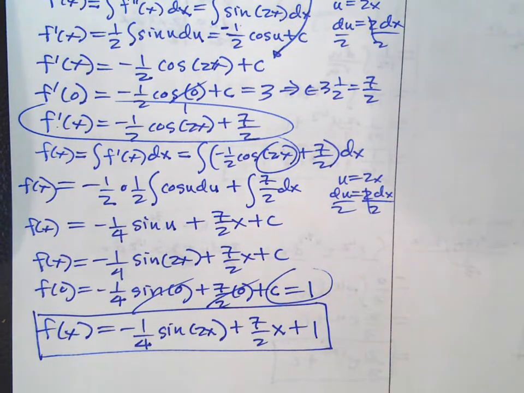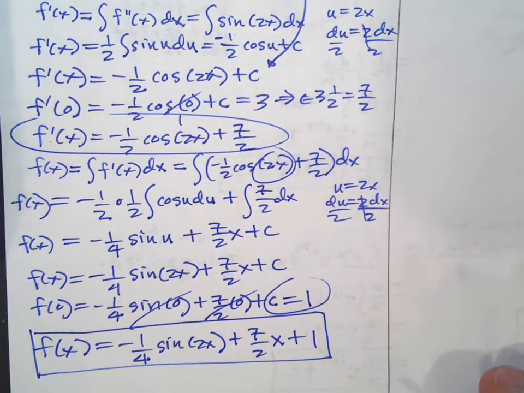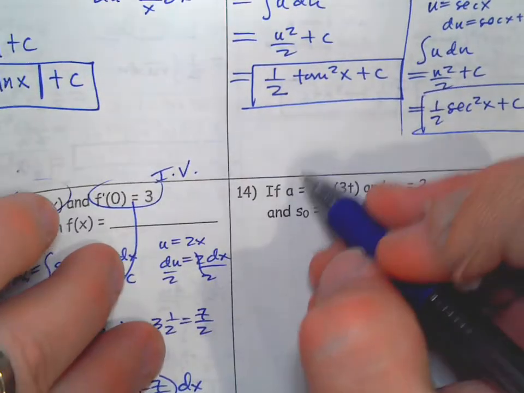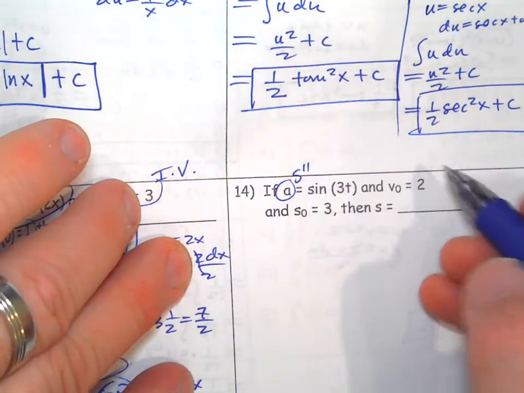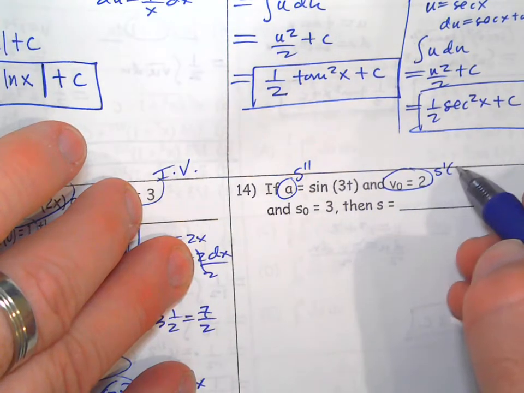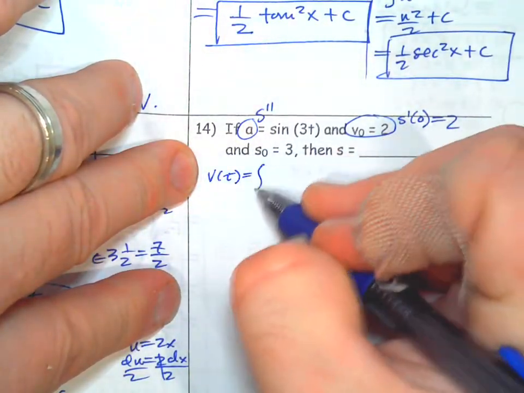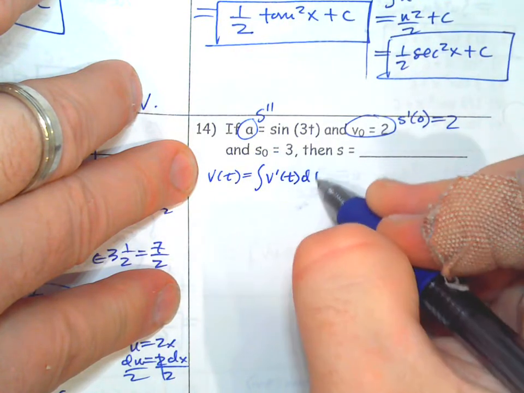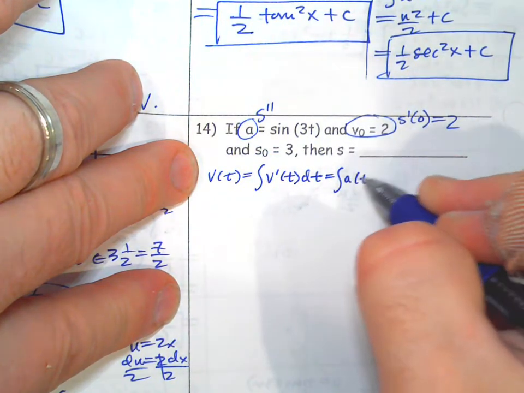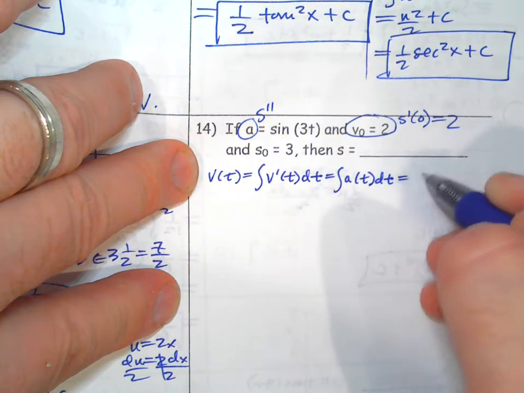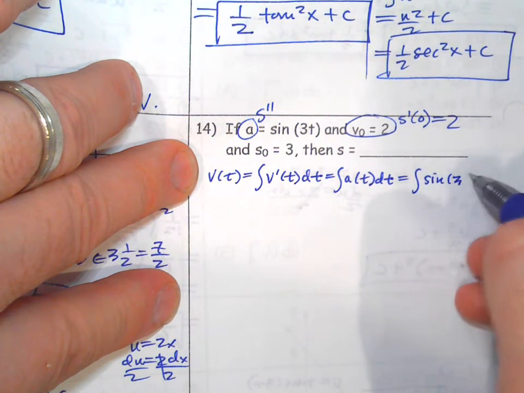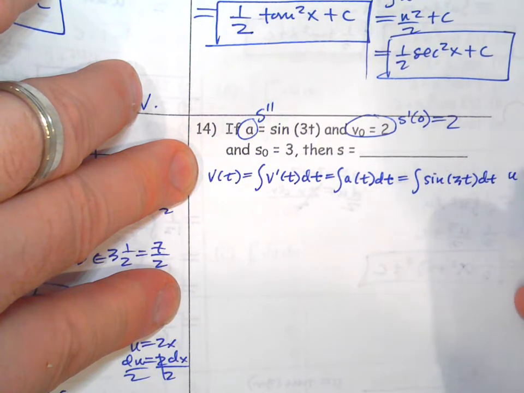Wow, that was a lot of work. All right, number 14, kind of the same, except I'm giving you acceleration, which is s double prime, right? And I'm giving velocity, which is s prime. So this is kind of the same kind of problem, but just a little motion mixed in. If you want velocity, you're going to have to integrate v prime, which is the same as integrating acceleration, which is the same as integrating sine 3t dt. So we could do u equals 3t, du equals 3 dt, and I don't want the 3.